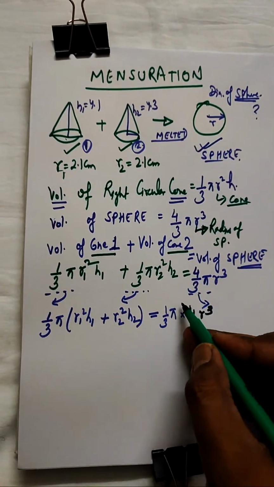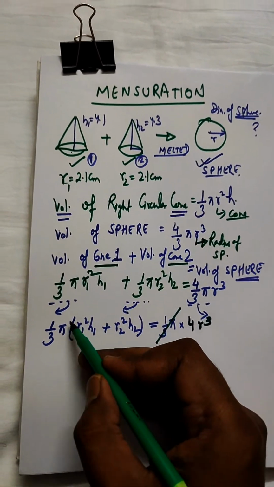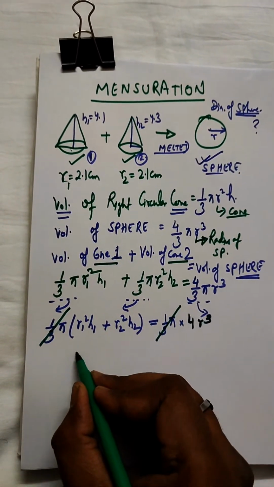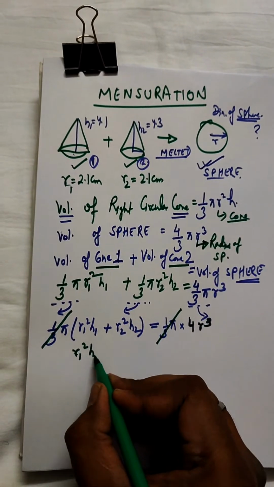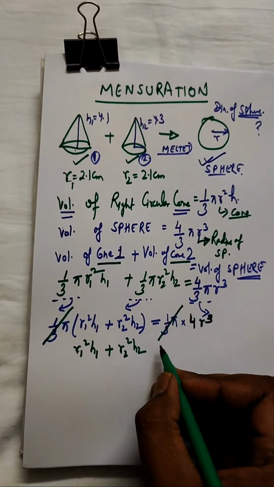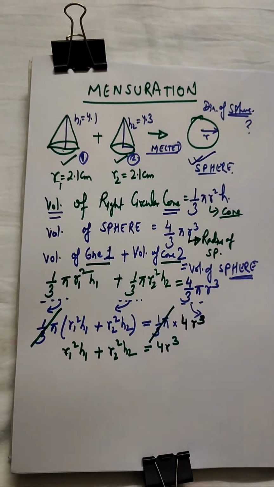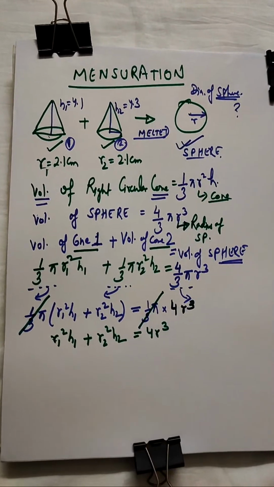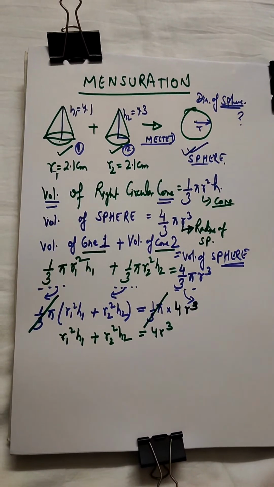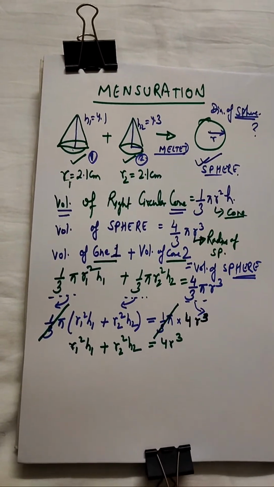Now here you can see 1 by 3 pi is common in the RHS and 1 by 3 pi is common in the LHS. This will be cancelled out, right? So what are we left with? We are left with r1 square h1 plus r2 square h2, and this will be equal to 4r cube, right? Now put up the values of r1, h1, r2, h2, right? So we have the values with us.